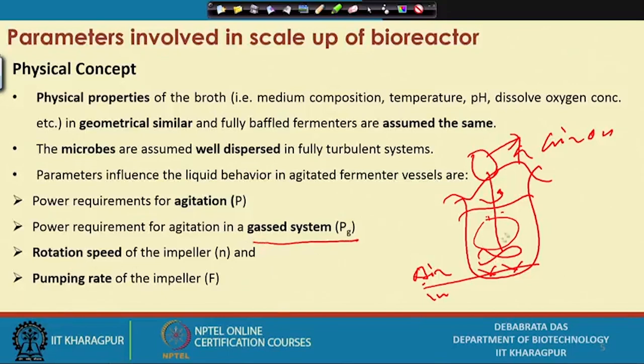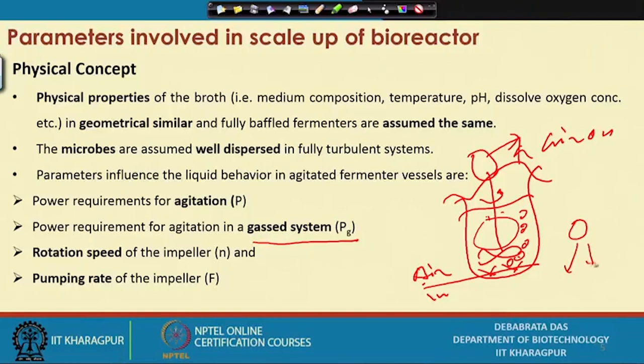And the rotational speed of the stirrer also plays a very important role, because as the bubble is going out, if you increase the rotational speed, then one bubble will disintegrate into smaller bubbles. These are all smaller bubbles, and more smaller bubbles mean more surface area. So if the surface area increases, then what will happen? There will be more mass transfer.